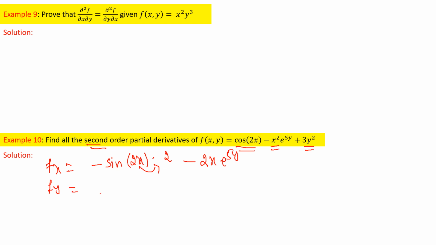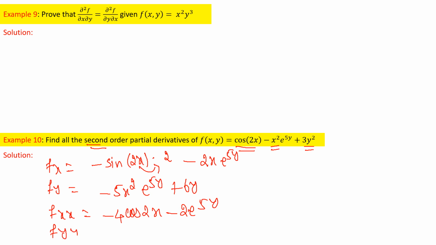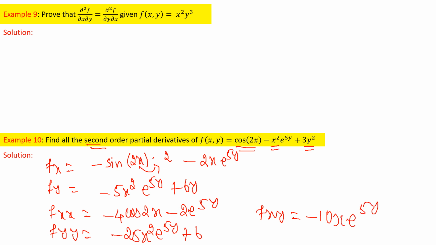Similarly, if I calculate fy, the result will be 5x² e^(5y) plus 6y. F double x, that will be minus 4 cos 2x minus e^(5y). Fyy, that will be 25x² e^(5y) plus 6. And finally, fxy, that will be 10x e^(5y), and fyx is also the same, 10x e^(5y), because we know that mixed partial derivatives are equal.